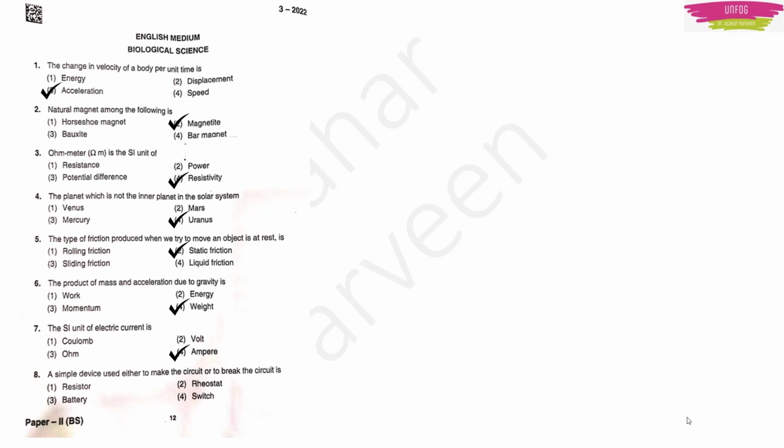Okay, the next question. Question number 8: a simple device used either to make the circuit or to break the circuit is. It should be switch. You can control the circuit using the switch, right? You can switch on or switch off. If you are switching on, you are making the circuit. If you are switching off, then you are breaking the circuit.